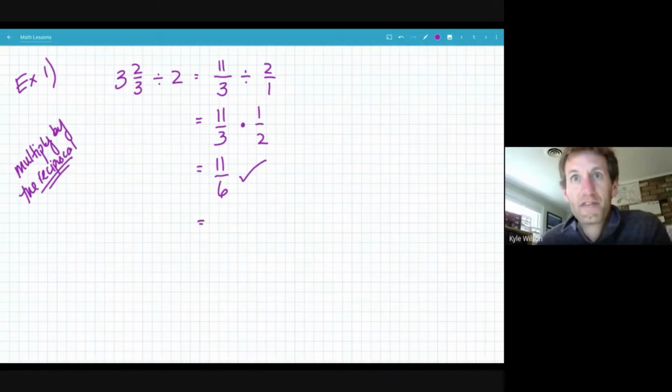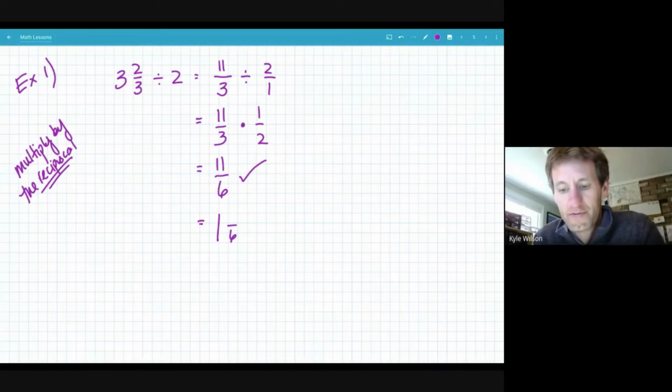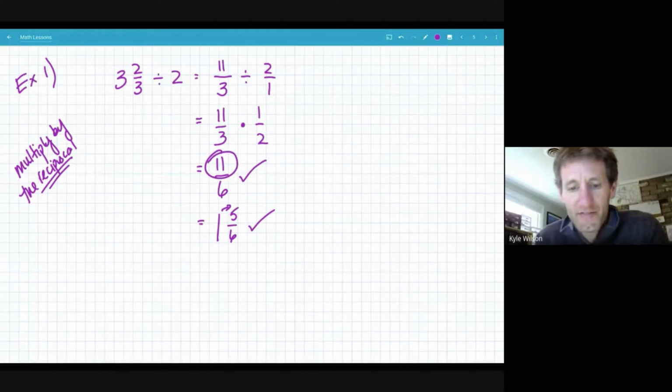The other answer, if you're going to take it a step further, would be converting it back into a mixed number after you compute. I know 6 goes into 11 one time. My denominator stays the same, and I have 1 5/6. And I know that checks out because 6 times 1 is 6, 6 plus 5 is 11, and that's what I got right up here. So that's taking a mixed number and dividing it by a whole number.